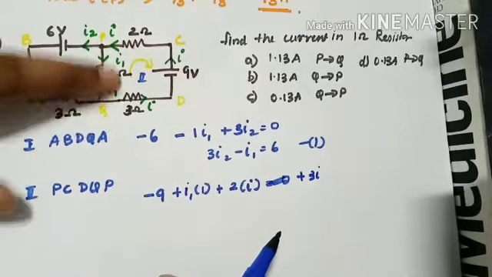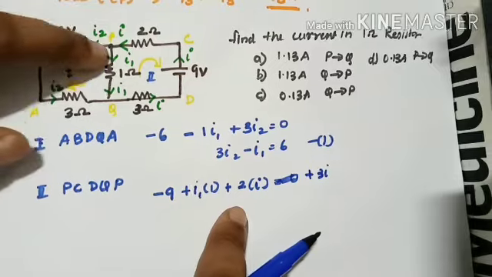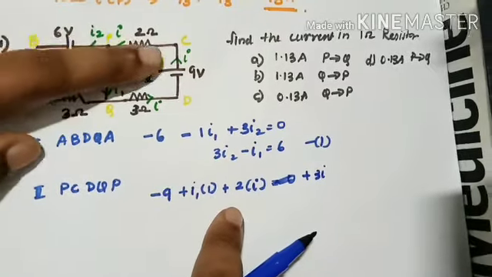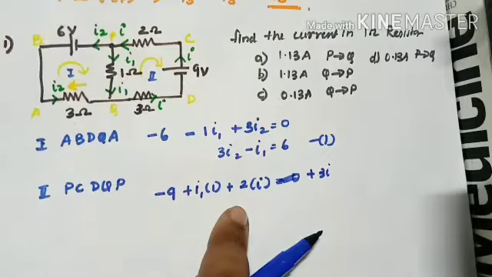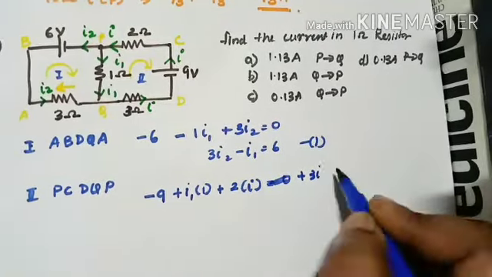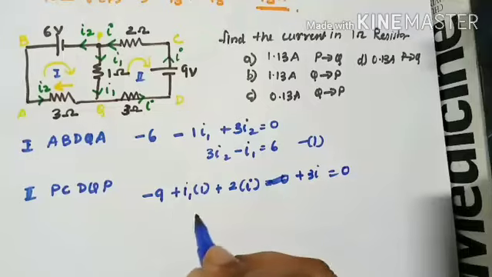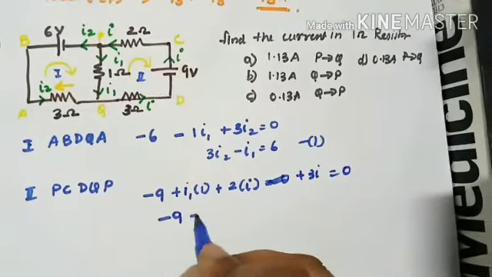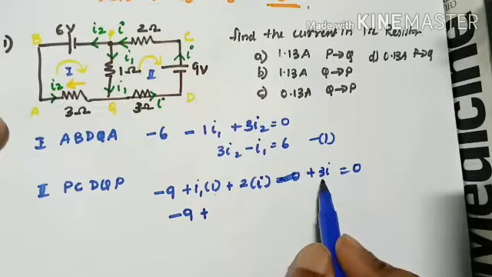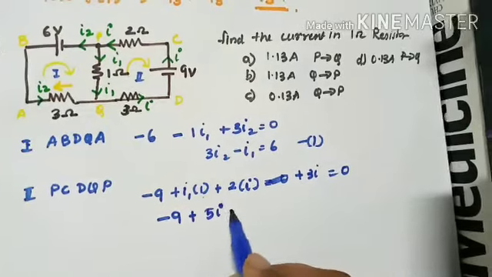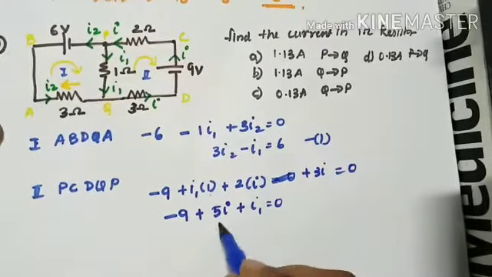I1 is in this direction. I'm moving in the opposite direction, so it becomes plus I1 into 1, plus, then again I reach 2 ohm. I am moving in this direction, that is from left to right, whereas the 2 ohm resistor has current from right to left, the opposite direction. So you will get an equation like this. You are going to rearrange it so that it will be minus 9. There are 2 i's, right? 2i and 3i. So it will be what? 5i. 5i plus I1 is equal to 0. Right. In place of I.